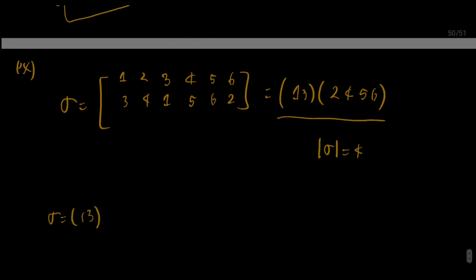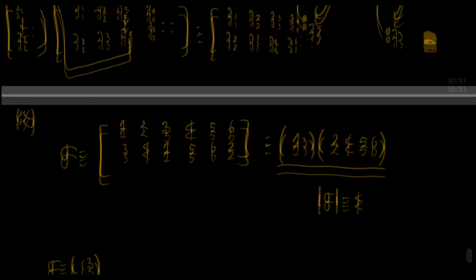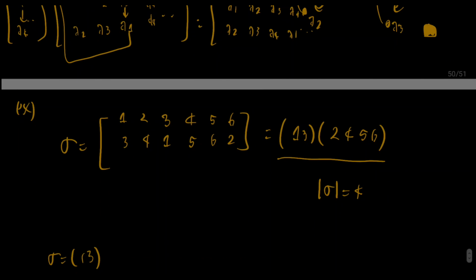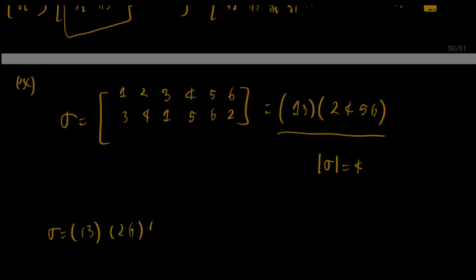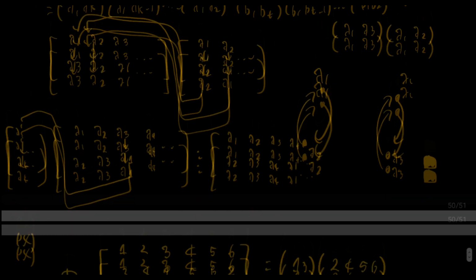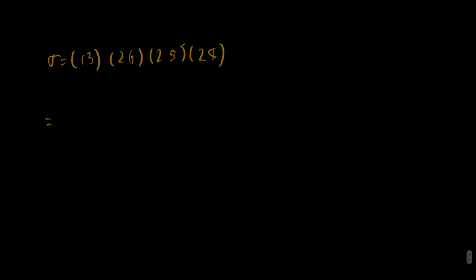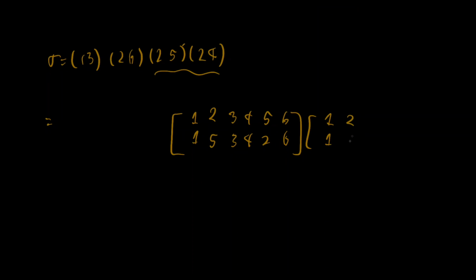The first cycle we're good with, because it's a two-cycle. For the second one, we will use the decomposition that we did above. It will be A1 AK, in this case AK is 6, so it will be (2 6). Then A1 A(K-1), so A1 A3, that is (2 5), and then A1 A2, that is (2 4). Now let's see that this product actually yields sigma back. Let's first compute these two products here. The first just sends 2 to 5, leaves everything else fixed, and 5 back to 2. And analogously, 2 to 4, everything else fixed.